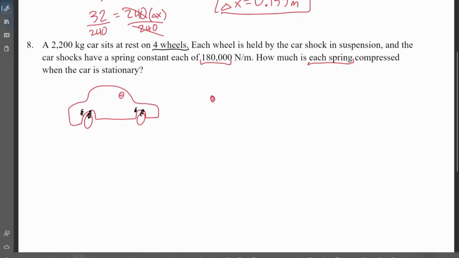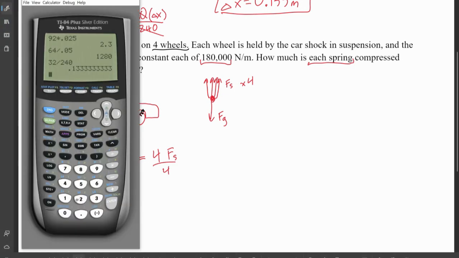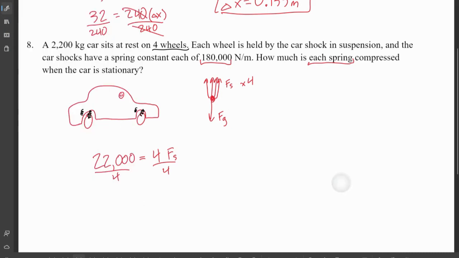This means that if we draw our free body diagram, we've got 1, 2, 3, 4. All of this is force of spring, but there's 4 of them. And then down, force of gravity. So this tells us that since it's at rest, our force of gravity, it's just mg, so 22,000 is equal to 4 times whatever the spring force is. Divide both sides by 4. 22,000 divided by 4, 5,500. So 5,500 is our spring force.